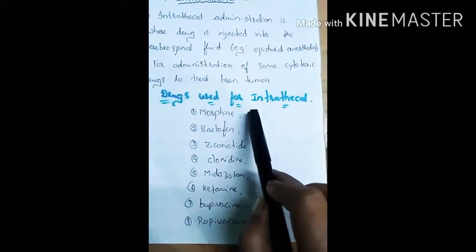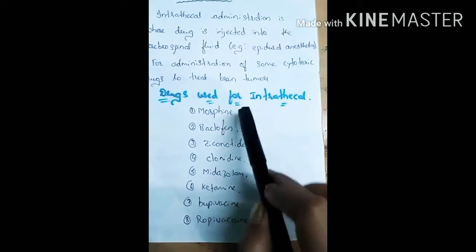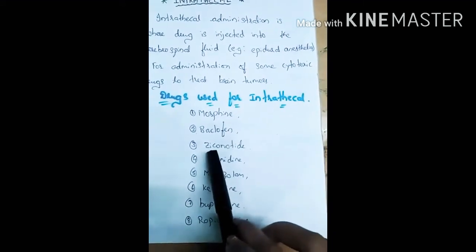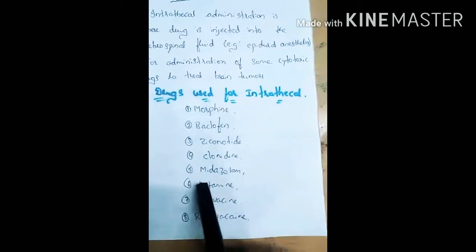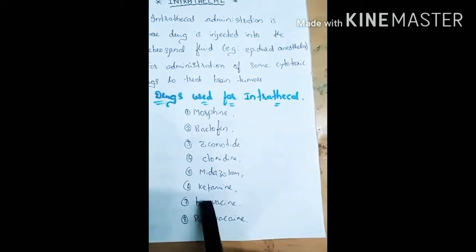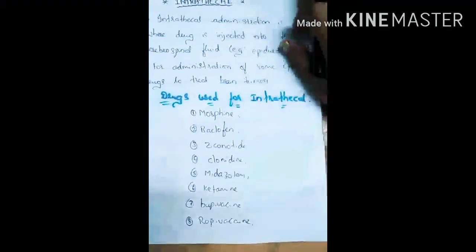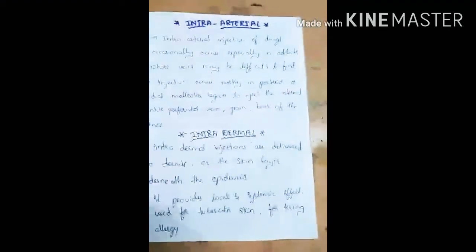Drugs used for intrathecal administration are morphine, baclofen, ziconotide, clonidine, midazolam, ketamine, bupivacaine and ropivacaine. These are some of the drugs used for intrathecal.